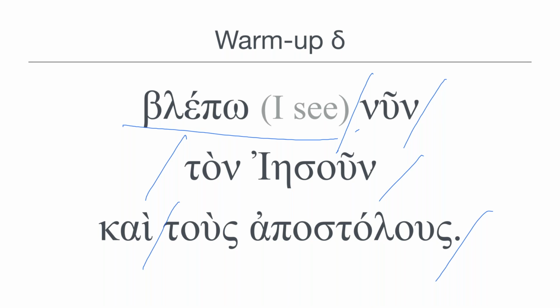Okay, and this is one of the warm-ups. This is warm-up delta. I'll go ahead and do this one for you. So this is I see, noon is now, ton iesun is Jesus, kai is and, tous apostolus is apostles. So now I see Jesus and the apostles.